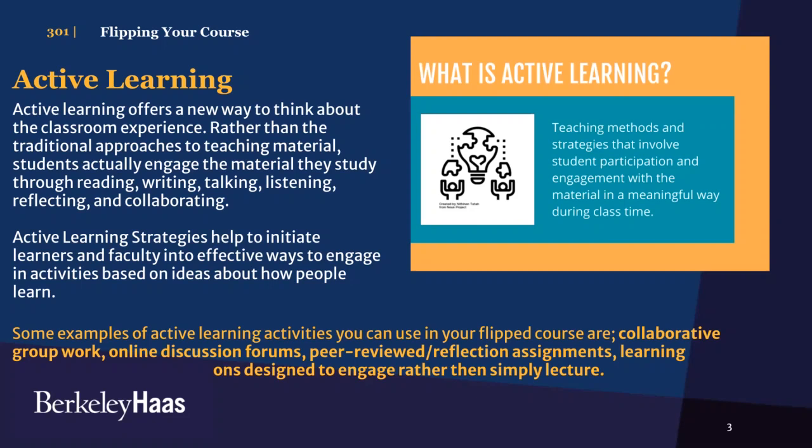There are lots of different ways you can incorporate active learning, such as collaborative group work. If you're on Zoom, you can put your students in breakout groups. If you wanted to do asynchronous collaborative active learning, you can use online discussion forums in bCourses. You can do peer-reviewed assignments in bCourses where your students submit something and then have other students review, reflect, and leave responses. So there are a lot of different ways, and it really depends on your subject matter, how to best get your students to engage with the content that you want to teach them.